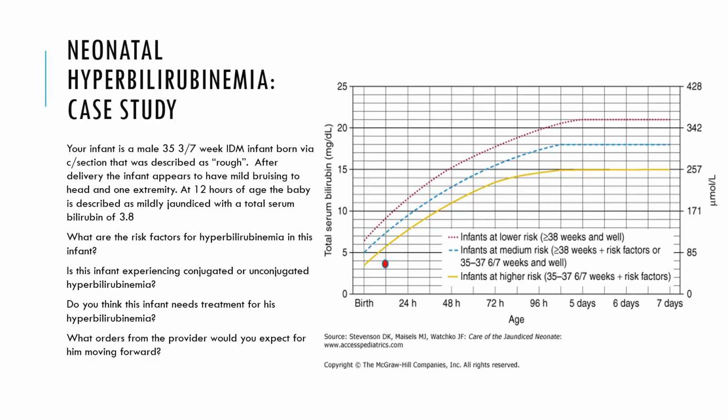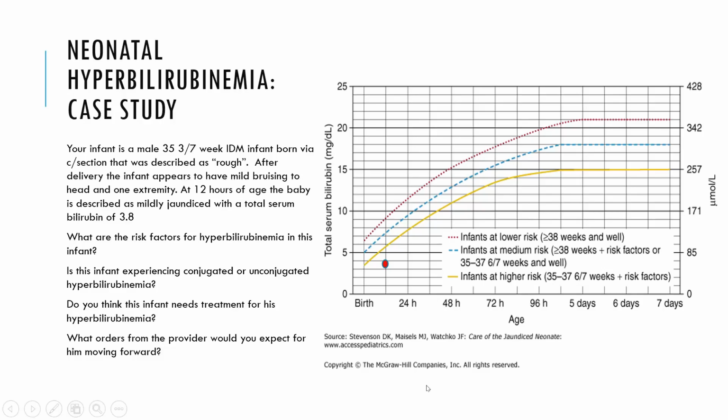Is this infant experiencing conjugated or unconjugated hyperbilirubinemia? What do you think? Unconjugated, right? Your total serum bili is elevated. You're jaundiced early, most likely unconjugated hyperbilirubinemia. Do you think, based off where this baby is plotted on the nomogram, that he needs to be treated for his hyperbilirubinemia? Does this baby need phototherapy?